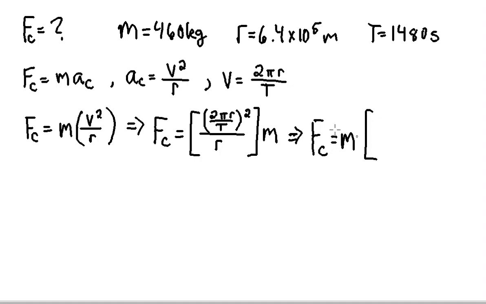So 2 squared is 4, times pi squared, times the radius squared, all divided by the period squared. So this whole thing is the numerator, and we divide that by the radius. I know that this is hard to look at, but in a second it's not going to be too bad.